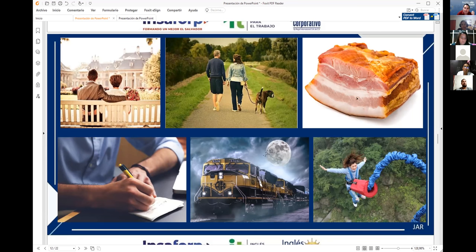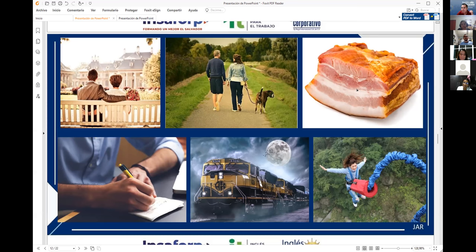Pork. Maybe. Do you eat pork? Yes. Only in pupusas. Only in pupusas? Yes. Pork is pork. Yeah. Pork is delicious, right? Yes, pork is delicious. Okay.